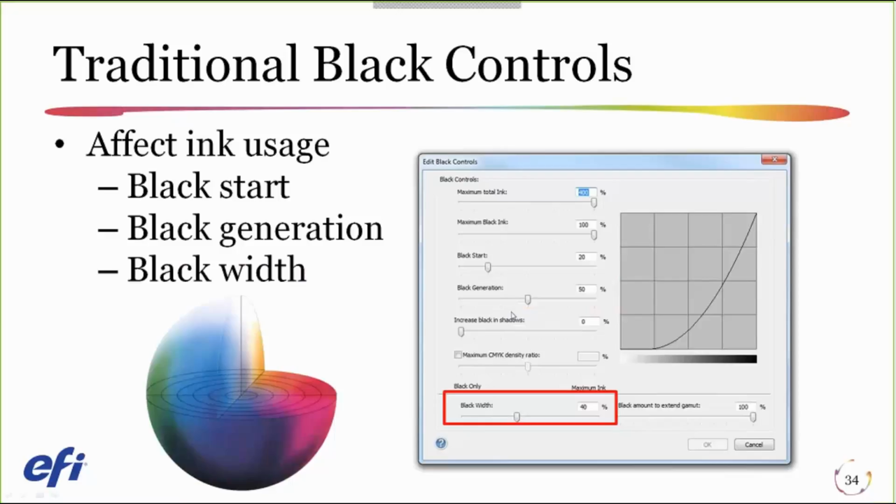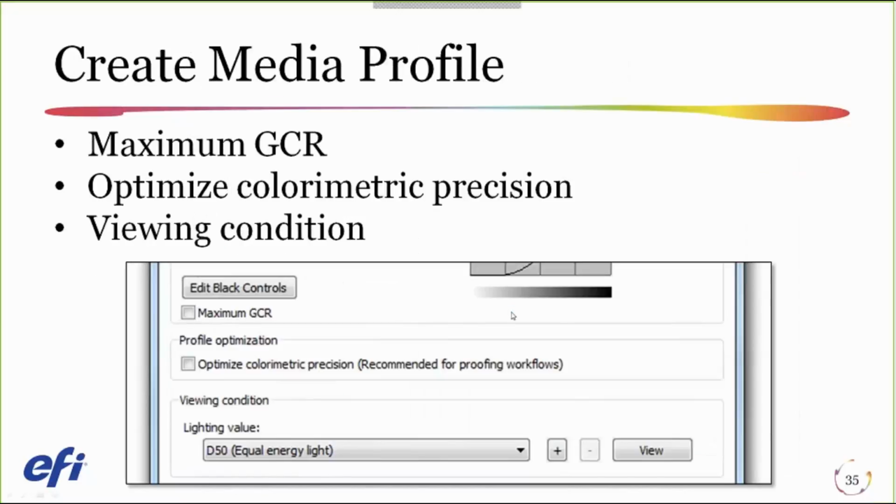ICC profile. Now going back, once you finish, to the main panel, we also have a maximum GCR option right below the Edit Black Controls. If you check that, it will move those two settings, the black generation and black width, almost all the way to 100. Not quite, but almost all the way. If you have experience and you know that's what you want to do, by all means, you can just check that box. I don't recommend making any change until you test with the defaults, however.